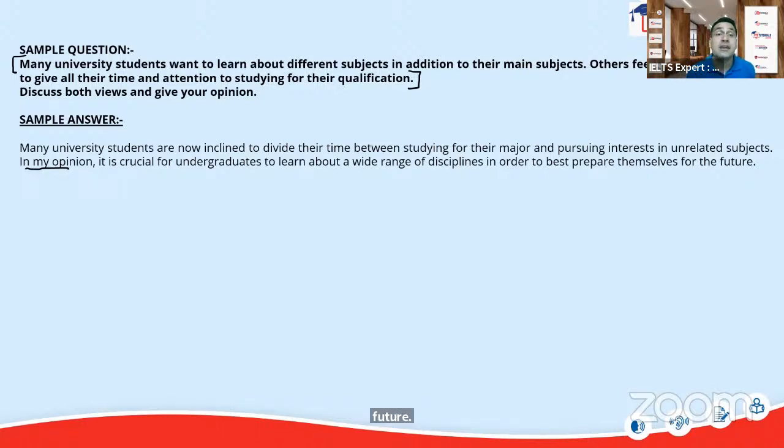It shouldn't be in a way that no one can tell what you have expressed here. So you need to write very clearly. Here we are saying that it's crucial for undergraduates to learn about a wide range of subjects in order to best prepare for the future. So that's our introduction done. We want to keep it short. We do not want it to be like a body paragraph. Our main contentions would be in body paragraphs 1 and 2.